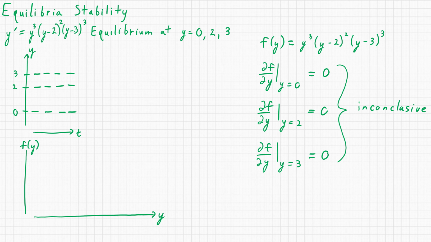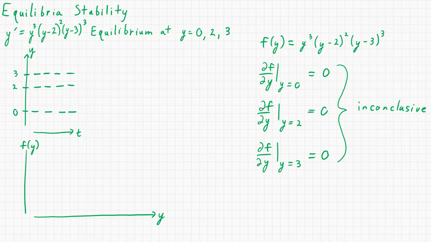This ODE is going to be rather nasty to work with, but hopefully we can figure out the stability of all the equilibrium points without actually computing too much. So right here we have y prime equals y cubed times y minus 2 squared times y minus 3 cubed. At least the equilibrium points are easy to identify. Those are going to be at y equals 0, 2, and 3. And so hopefully we don't have to calculate too much.